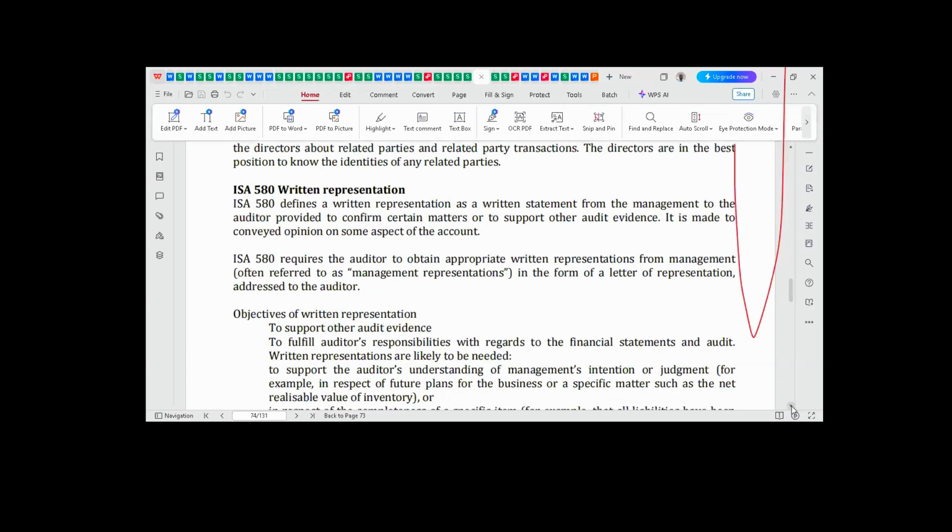We proceed. We look at still under audit evidence. We are looking at written representation. I've already talked about written representation. Like I said, written representation is contained under ISA 580. It's a written statement from the management to the auditor, provided to confirm certain matters or support other audit evidence. I've already said that before now. So this representation is another form of what? Audit evidence.